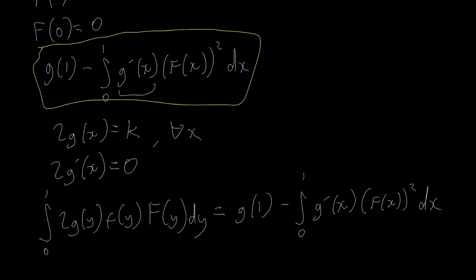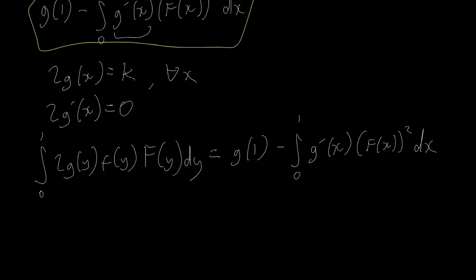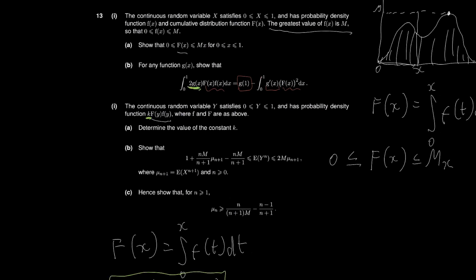First of all, what is g of 1? Well, we said that 2g of x is k for all x, so g of 1 would just be k over 2. And we see here that g prime of x is 0, so we have the integral of 0, which is just 0. So we just have k over 2. We said earlier that the integral should be equal to 1, because the total area under the curve should be 1. So 1 equals k over 2, and as such we get k equals 2. So that's that.